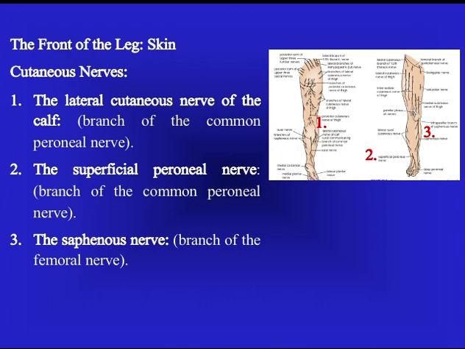Regarding the cutaneous innervation of the leg, the front of the leg is innervated by 3 nerves. The lateral cutaneous nerve of the calf comes from the common peroneal nerve, the superficial peroneal nerve from the common peroneal nerve, and the saphenous nerve, which is branched from the femoral nerve.